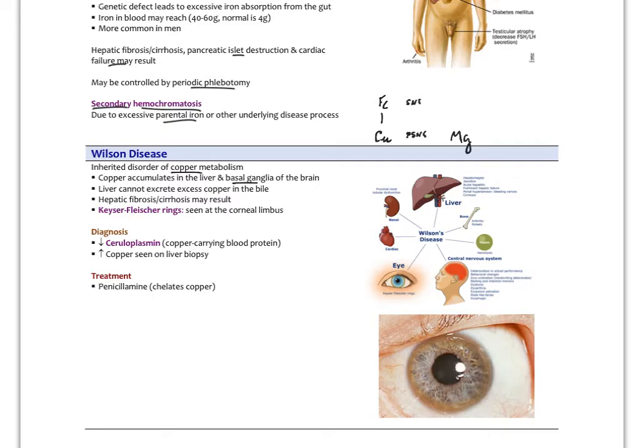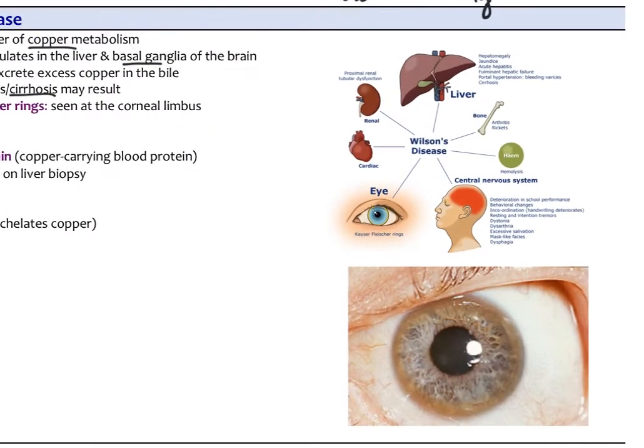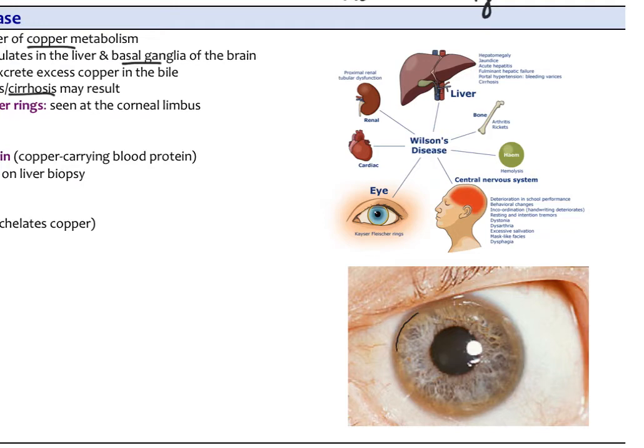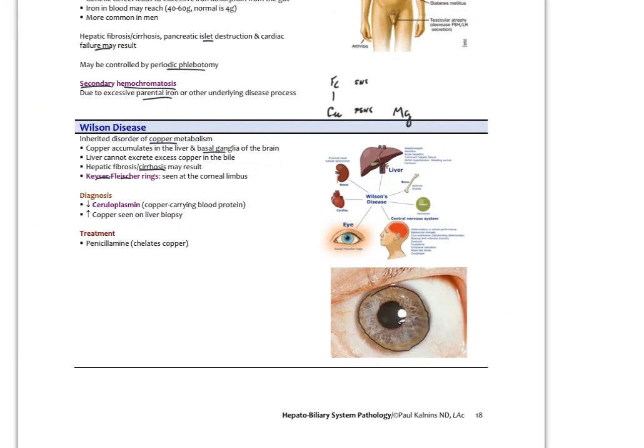So in this case, the liver can't excrete the excess copper in the bile, and we start to get all the classic signs that lead up to cirrhosis. The copper will accumulate and it will create, for example, some signs we can see early. One is called the Kaiser-Fleischer ring, and that is this kind of yellow-green ring that actually forms from copper accumulation around the iris.